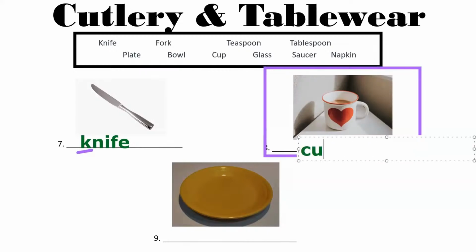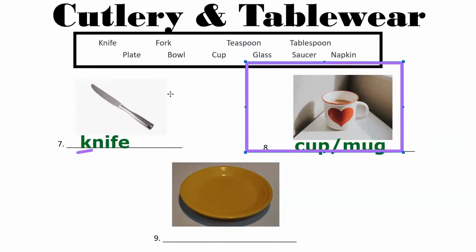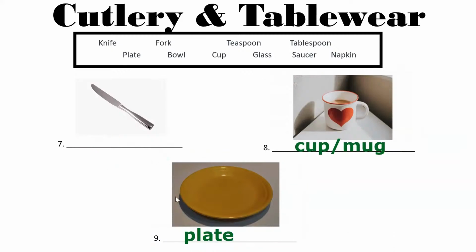Okay. Number 8. This is a cup. A cup. And sometimes we also call it a mug. Mug. But you'll be safe if you just say cup. So next, number 9. This is a plate. Plate. Perfect. So I wonder how many of these you got right. Remember to let me know in the comments.